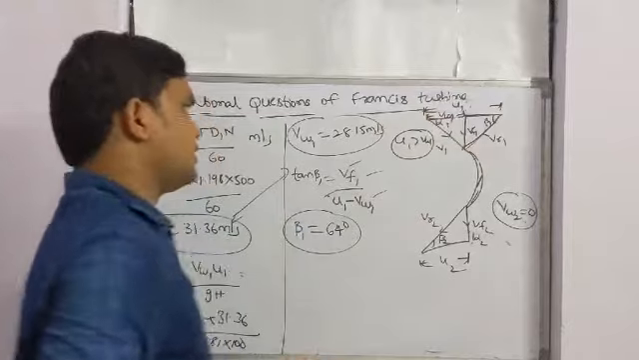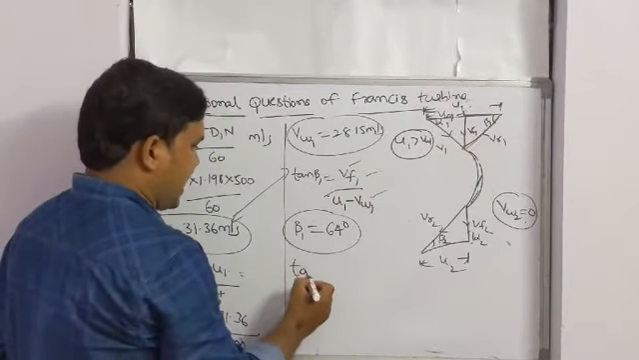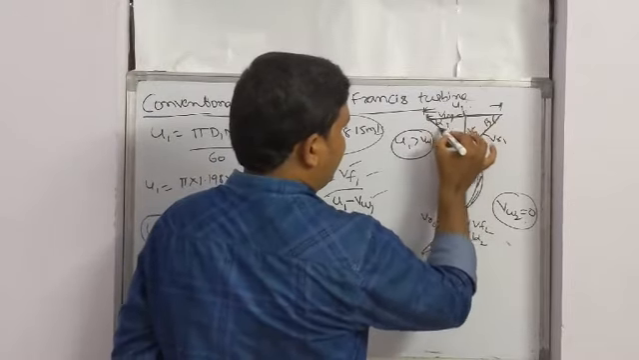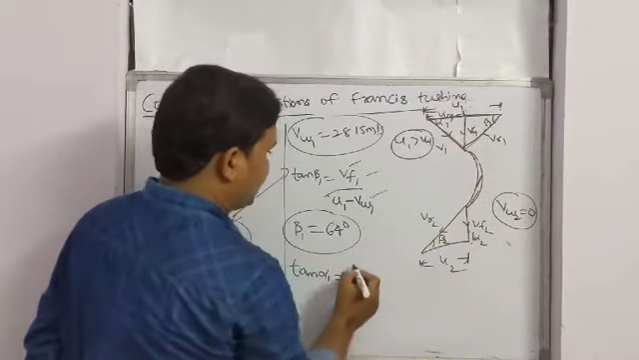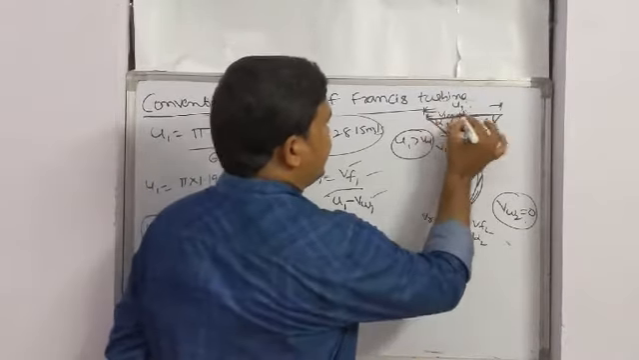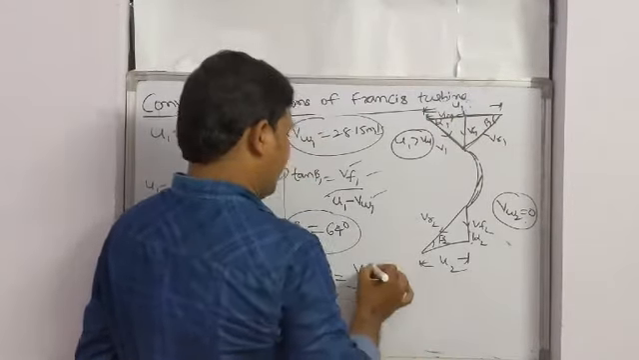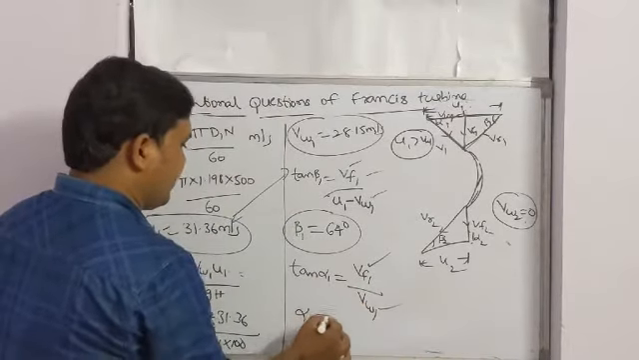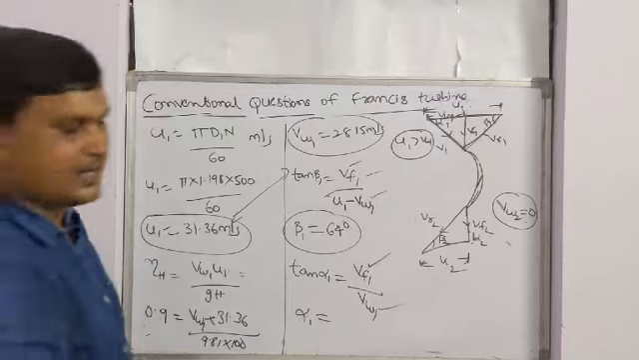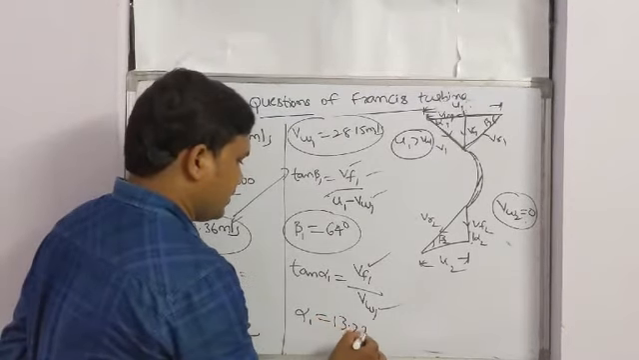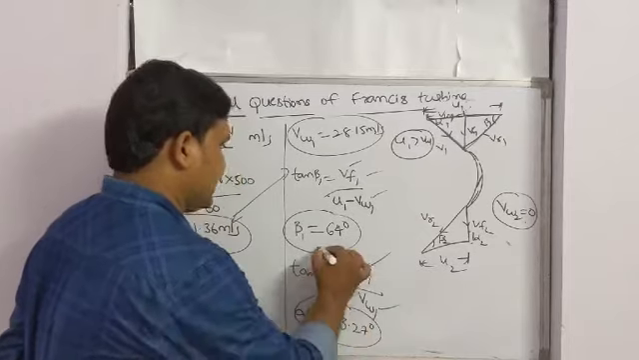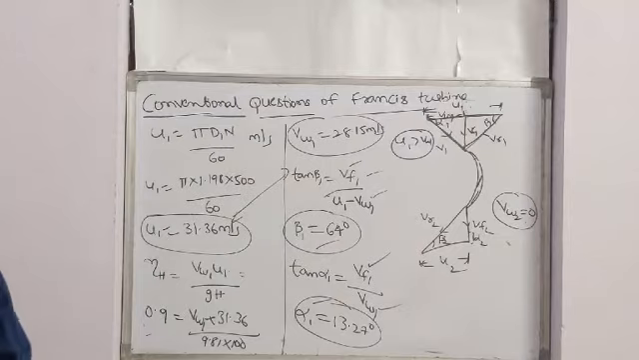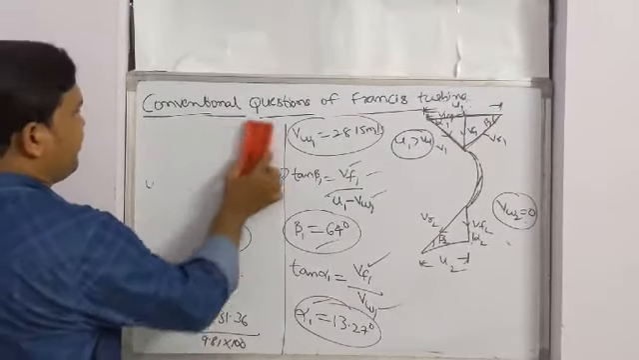Then alpha 1. How will we get alpha 1? For tan alpha 1, we should consider this triangle. Tan alpha 1 is the opposite side Vf1 over the adjacent side VW1. Vf1 and VW1 we know. Substituting Vf1 and VW1, alpha 1 we will get 13.27 degrees. So beta 1 is over, alpha 1 is over. Then go for the outlet velocity triangle, or exit velocity triangle.